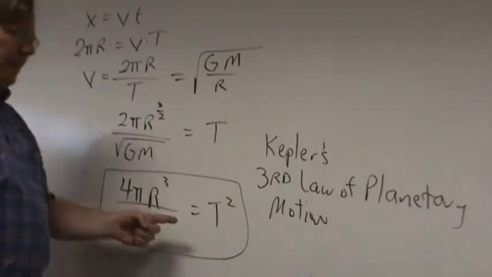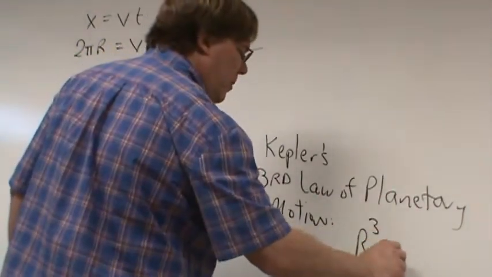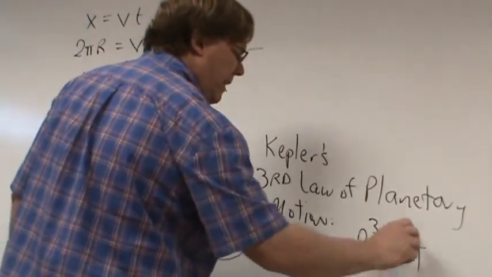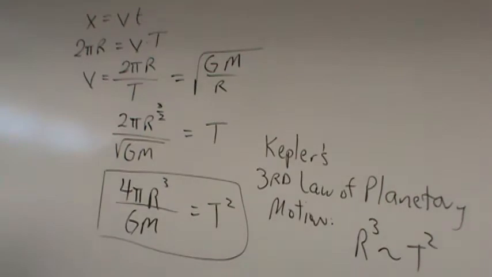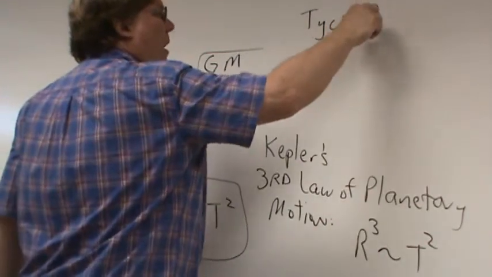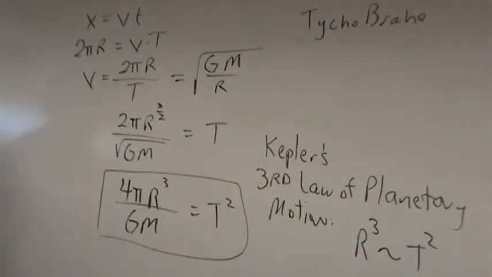Now, his third law of planetary motion really just says this: that the cube of the radius is proportional, not equal to, the square of the period. Here's what happened with Johannes Kepler. There was this guy named Tycho Brahe, and these are all people in the 1400s and 1500s before Isaac Newton comes along.